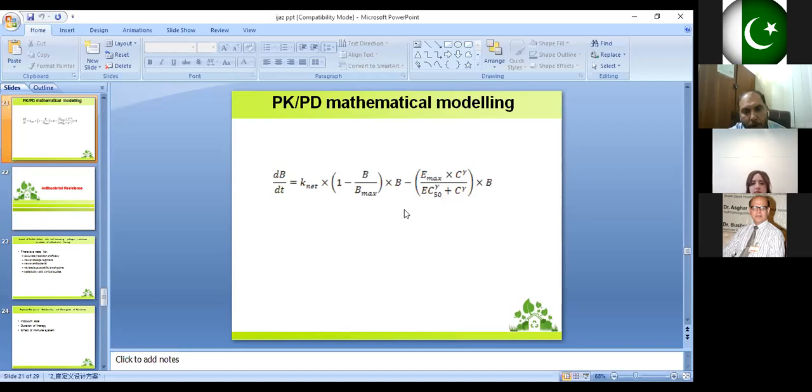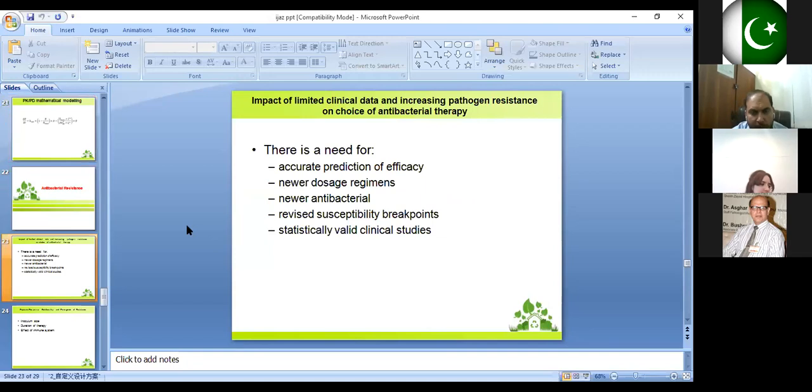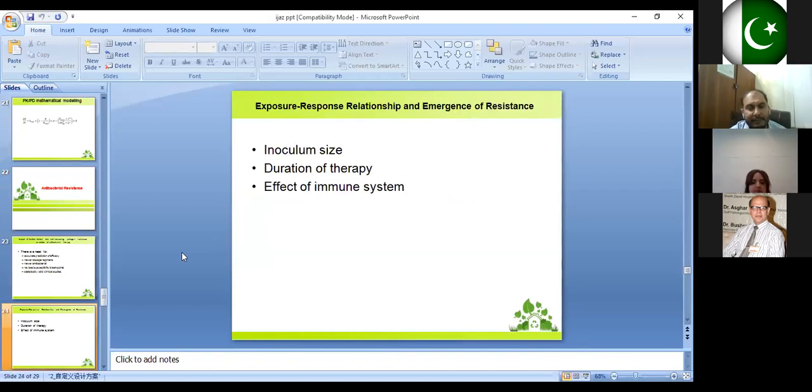Bacterial resistance. If we want to minimize the resistance, we need a reduction of the dosage regime, and also the revised susceptibility breakpoint, also new antibacterial drugs, and statistically valid clinical studies. Also, for minimization of antibacterial resistance, we should know about the inoculum size, duration of therapy, and effect of the immune system.